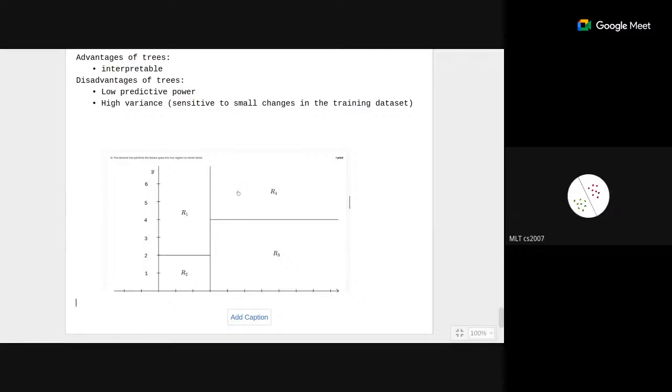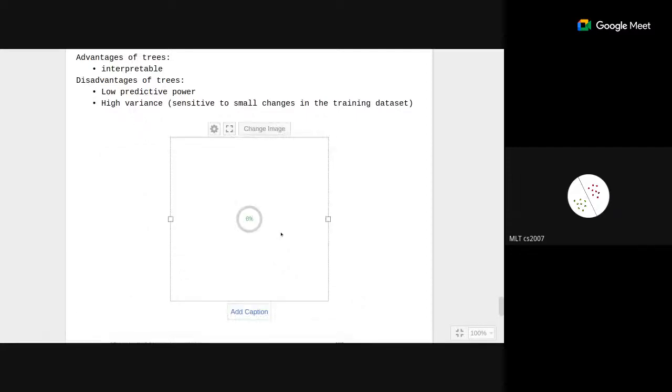What is the tree? Actually, half of this question is above this question. The tree is posted in the previous page. Okay, with the tree. Okay, so this is the tree.